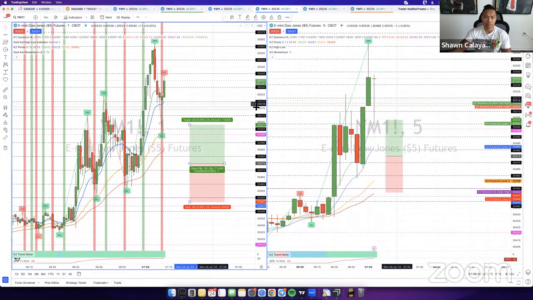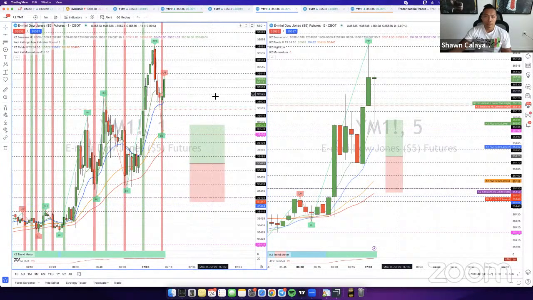This is where it gets kind of messy, because if there's two entries coming up and they're overlapping over each other, you have to choose one. You have to choose the 5 minute or the 1 minute. I mean, you can take both, but you're going to be over leveraged with your margin.